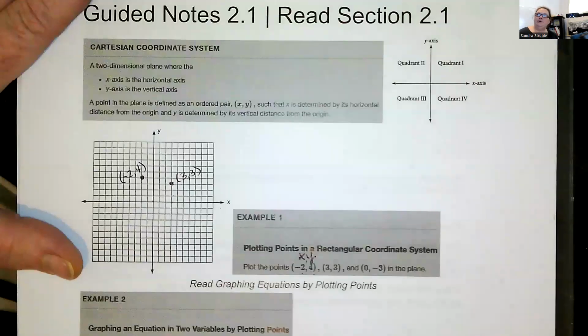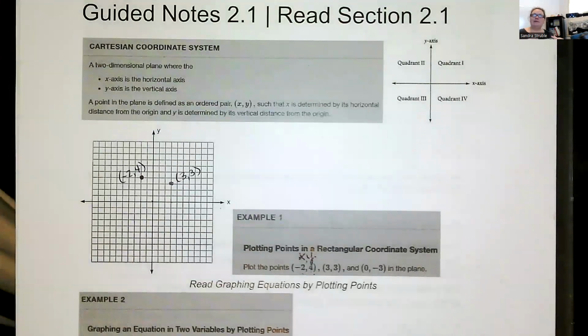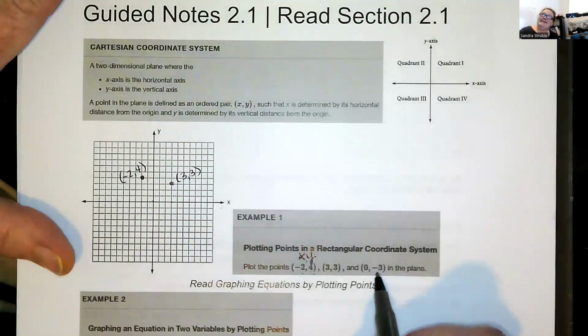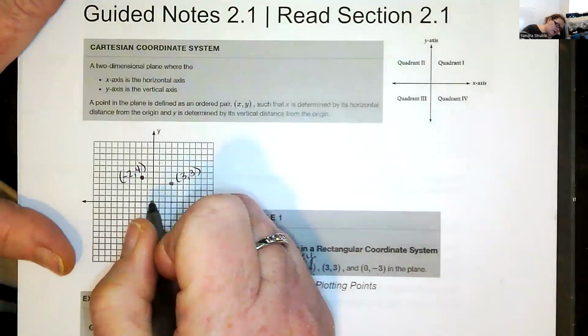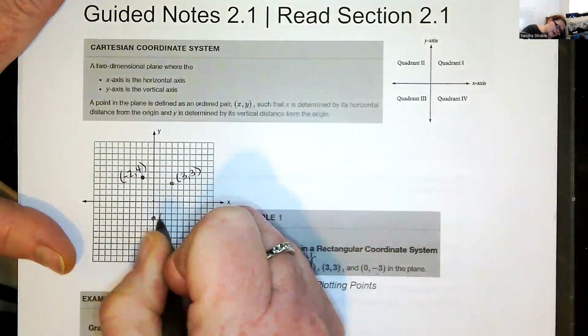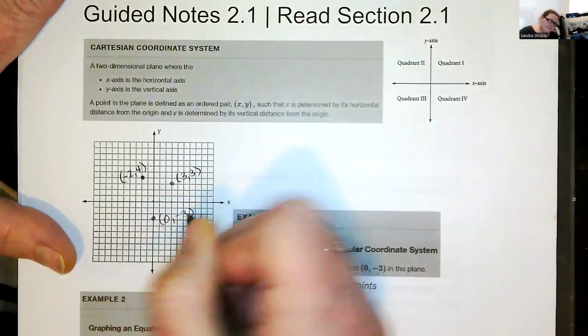And the last one is (0, -3). So 0 is in the x place. So we're not going left and we're not going right. We're either going to go up or down. We're going to be going down in this position because it's a -3. So from on the y-axis, we're just going to come 1, 2, 3, put our point and plot. Okay.